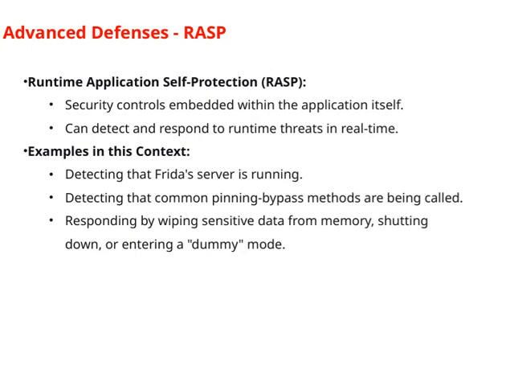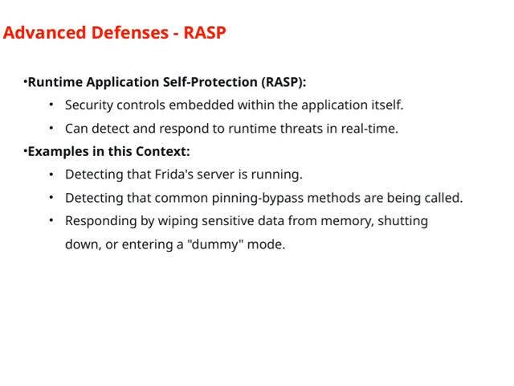Let's talk about runtime application self-protection, or RASP for short. Essentially, these are security controls that are embedded directly within the application itself. This means the app can actively monitor and protect itself from threats during runtime, in real time.